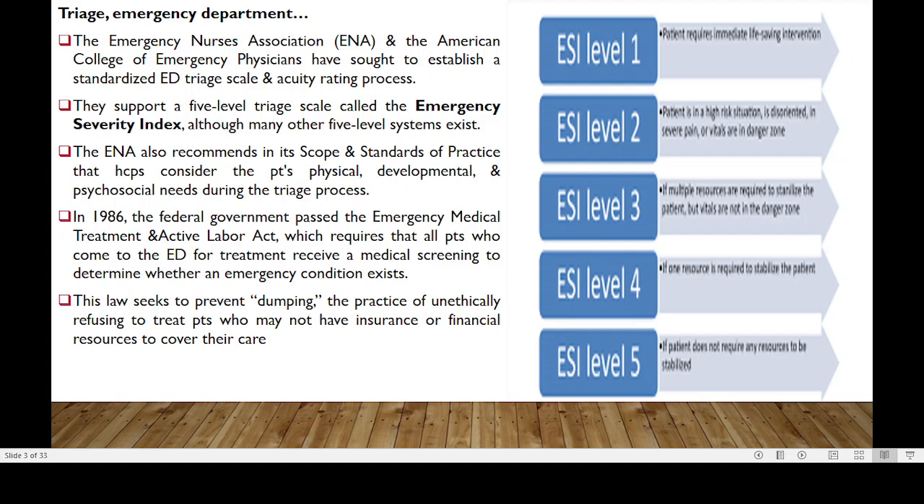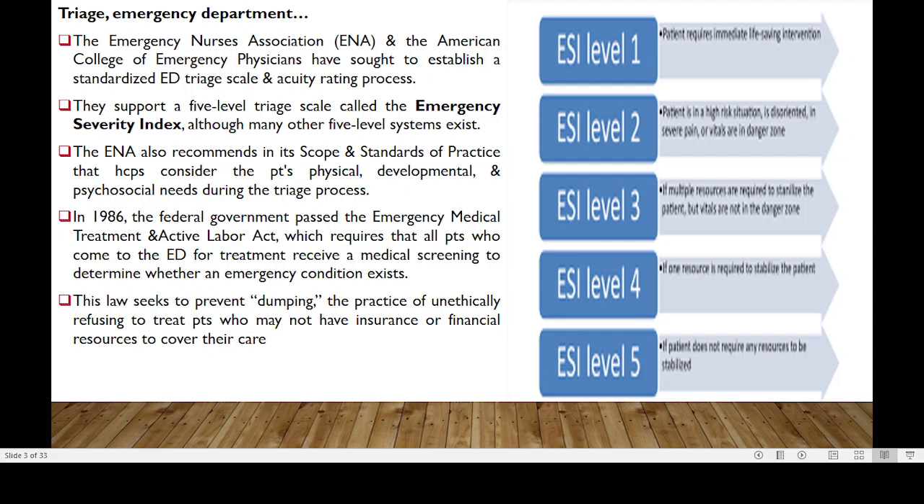So the Emergency Nurses Association also recommends in its scope and standards of practice that healthcare providers should consider the patient's physical, developmental, and psychosocial needs during the triage process. So in 1986, the federal government in the United States passed the Emergency Medical Treatment and Active Labor Act, which requires that all patients who come to the emergency department have to receive treatment, medical screening, just to determine whether an emergency condition exists.